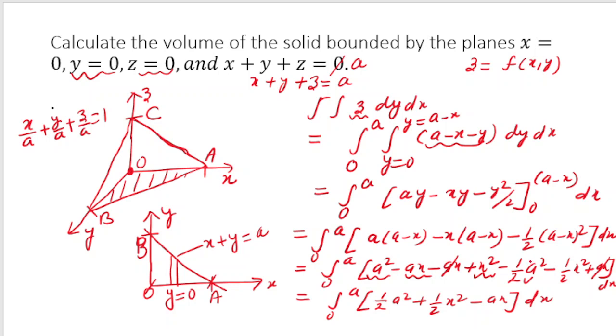I don't want to move to the next page, so I'm going to use this space here on the left and change the color. So if I continue this integration, 1 by 2, and we have to integrate with respect to x, so 1 by 2 a square x, and then 1 by 2 x square, so I will take 1 by 2, and x square will give me x cube by 3, and minus ax will give me minus ax square by 2, and the limits are 0 to a.